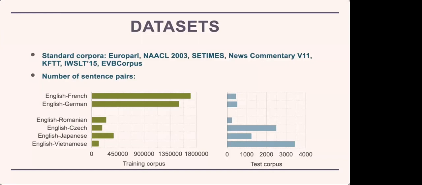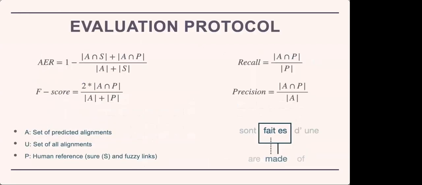So now, let's describe how we do our experiments. We use the standard corpora such as Europarl, NAACL, Time, etc. and we show the number of sentence pairs for training corpora in the left graph and test corpora in the right graph. We use the alignment error rate, F-score, precision, and recall as measures of performance.